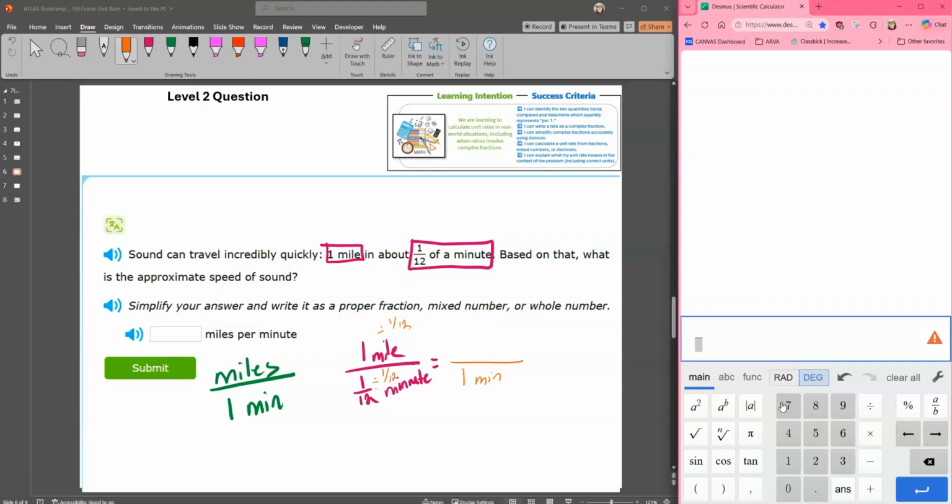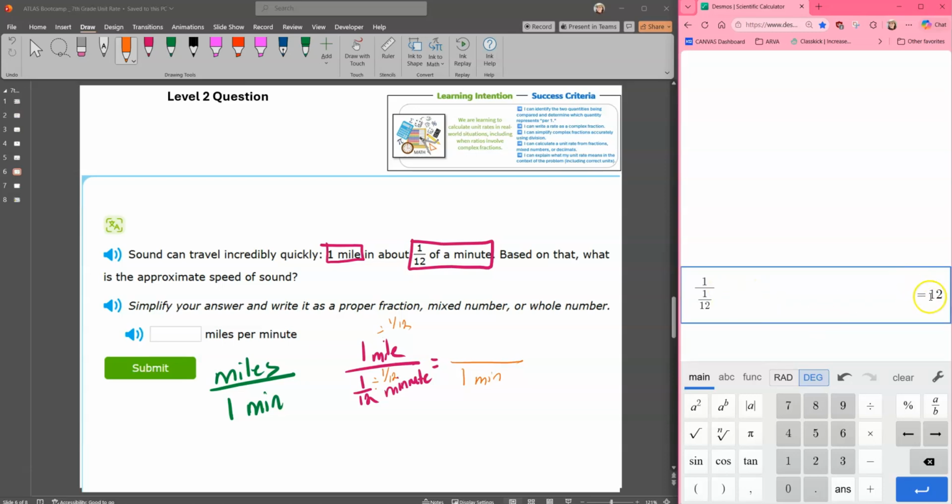I have 1 divided by 1/12, which is equal to 12. So there are 12 miles per 1 minute, 12 miles per 1 minute. That's why I write it down, because now I know I'm done. I know I have my answer because this is the format that I needed it in.